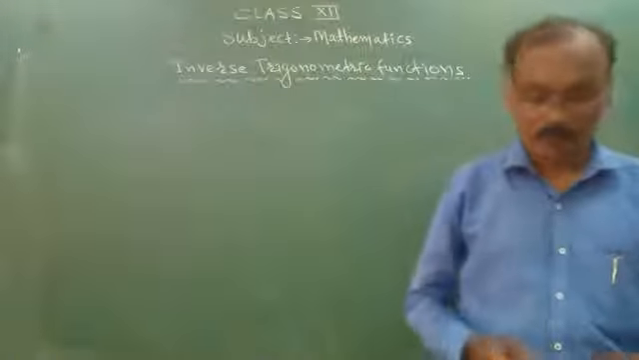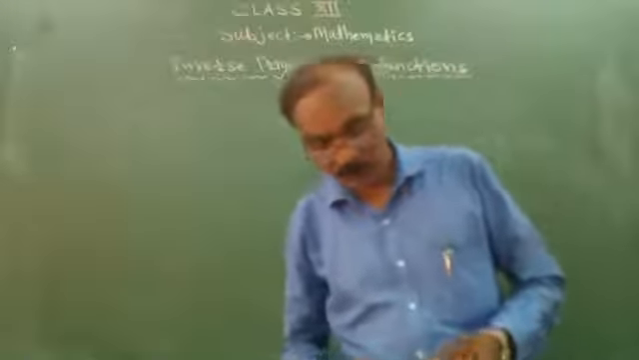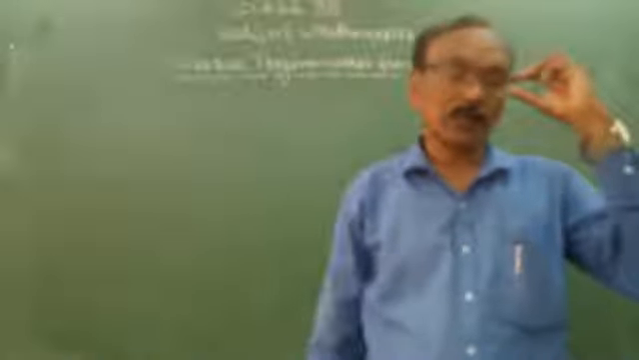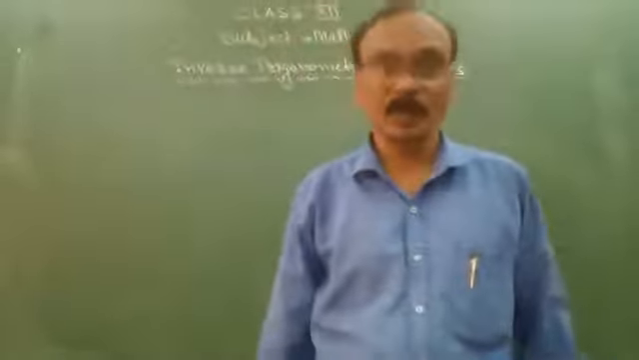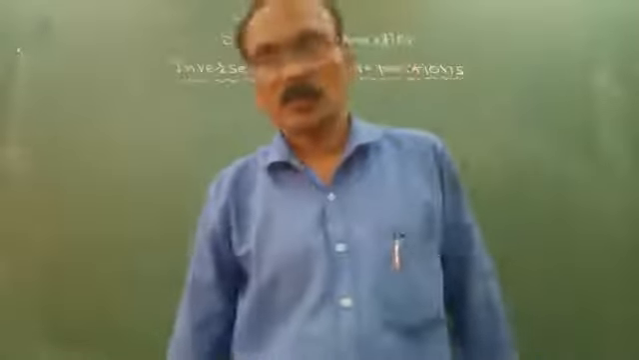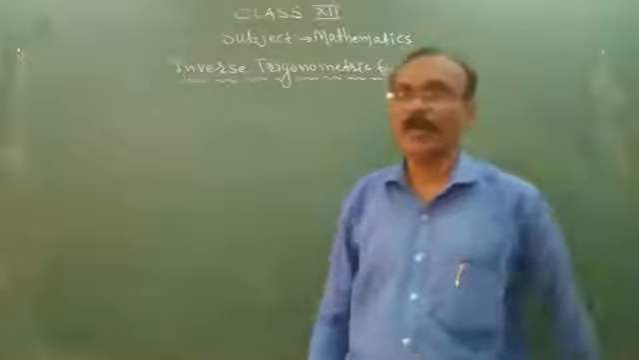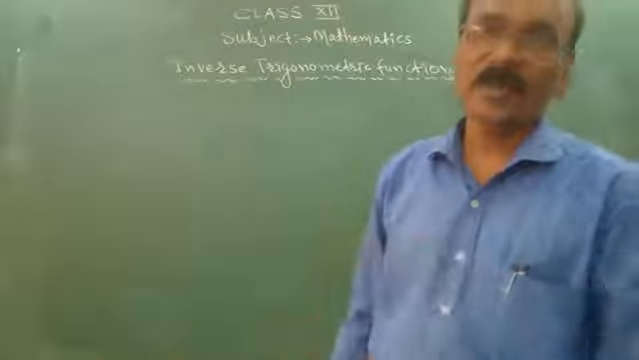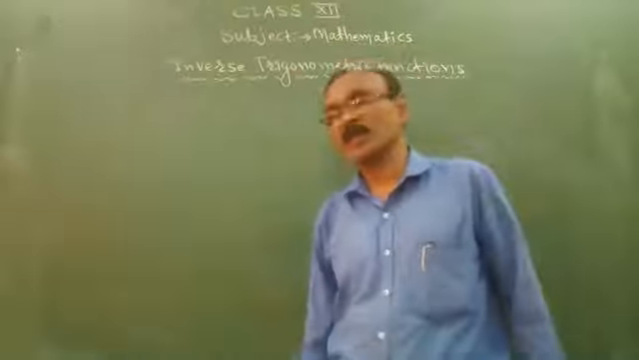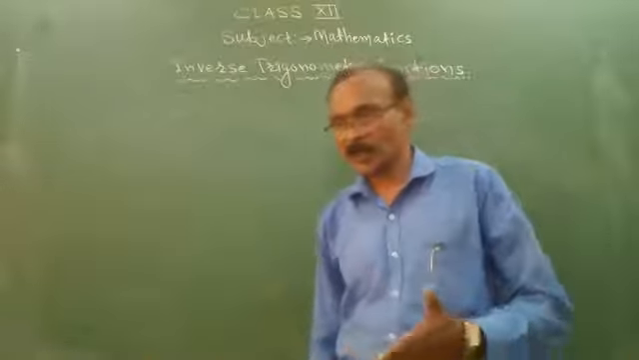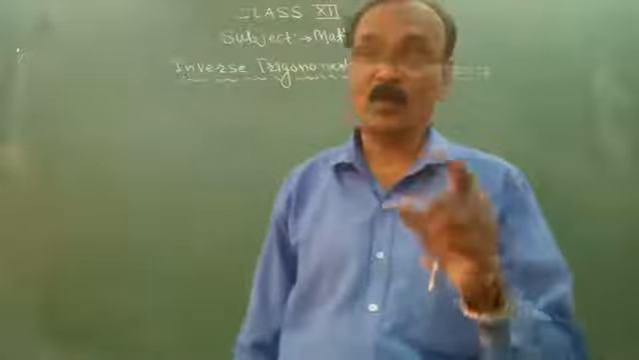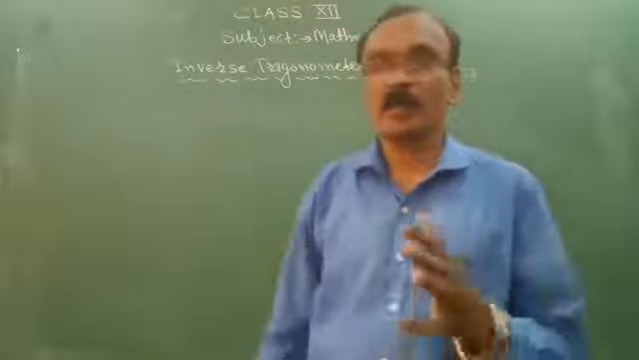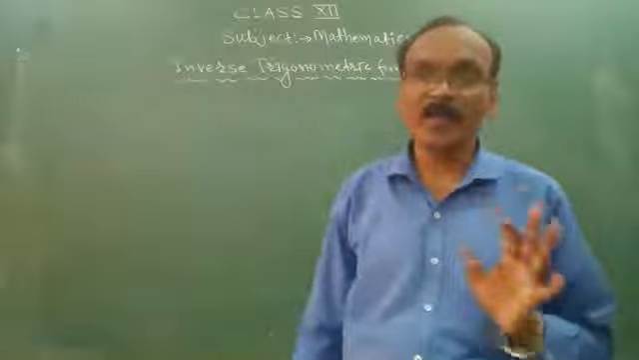Hello students, in the previous session we learned the different properties of inverse trigonometric functions. For example, sine inverse of 1 upon x equals cosec inverse x, where x should be greater than or equal to 1 or x should be less than or equal to minus 1. Similarly, cos inverse 1 upon x equals sec inverse x, again where x is greater than or equal to 1 or less than or equal to minus 1.